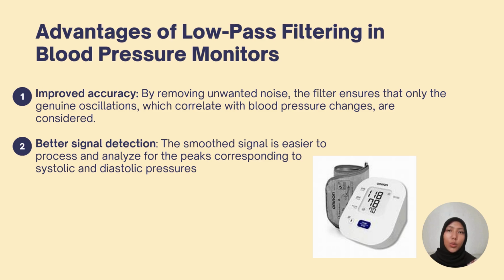There are also two advantages of low pass filtering in blood pressure monitor. The first one is to improve the accuracy. By removing the unwanted noise, the filter ensures that only the genuine oscillation which correlates with blood pressure changes are considered. The second one is to have a better signal detection. The smooth signal is easier to process and analyze for the peaks corresponding to systolic and diastolic pressure.